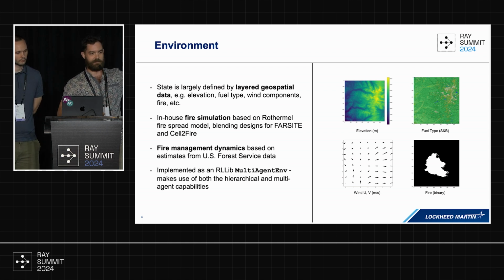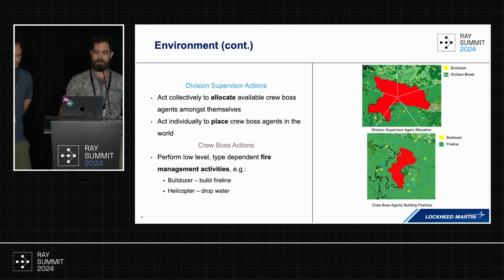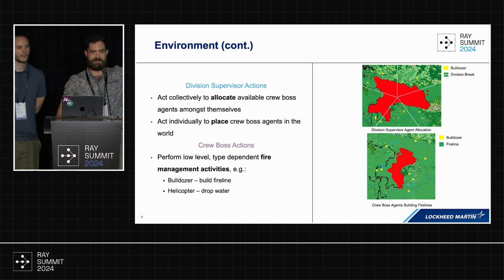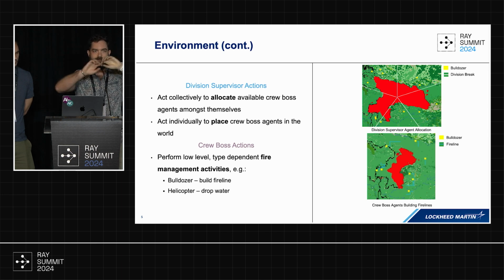We take those constants, we put them into our simulation, and all of that defines our environment, which we wrap up in an RLlib multi-agent env and train our agents against. So what this looks like inside of an action loop is we will have our fire, which here is red. We've divided it into, in this case, 5 divisions radially based on the center of mass of the fire. And we'll take the division supervisors, and they will act collectively to allocate the resources that they have available to them across the different divisions.